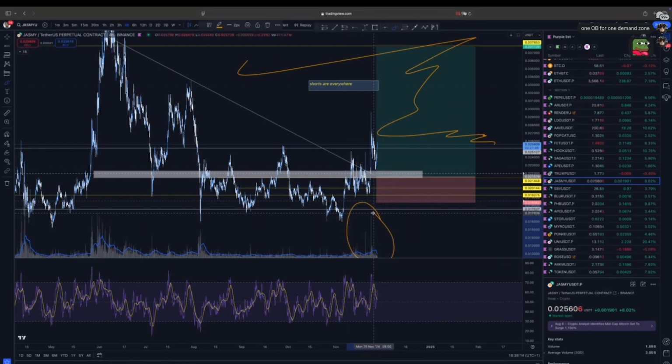We got this huge volume spike. You can see as it was approaching this diagonal resistance, volume picked up, right? Volume's picking up.